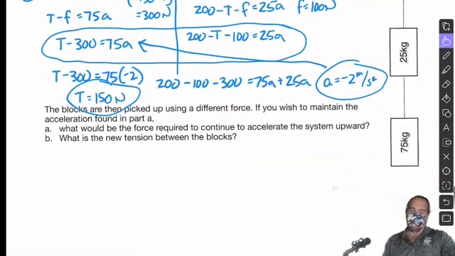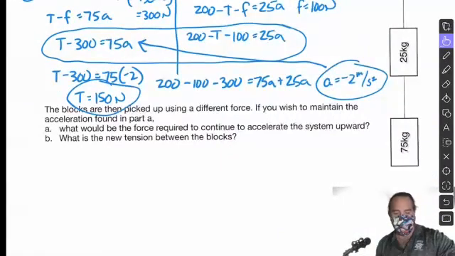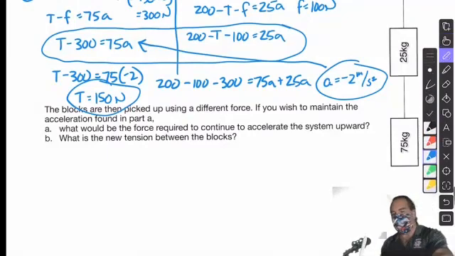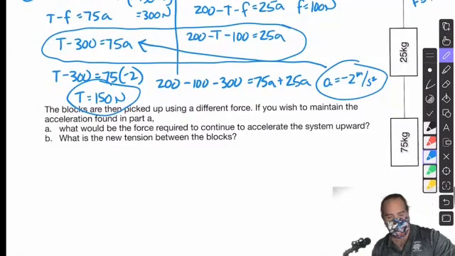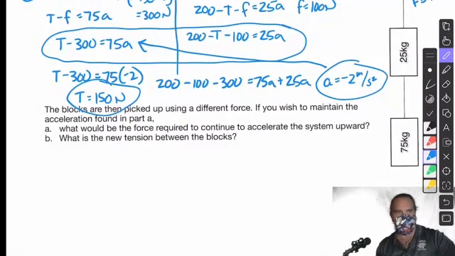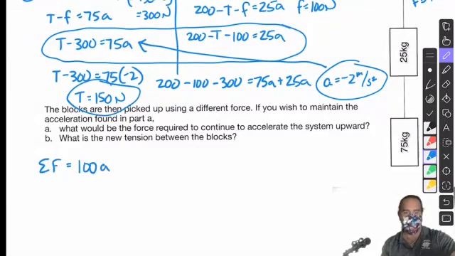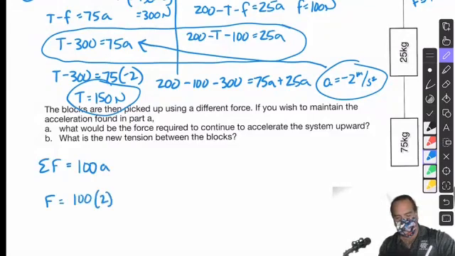The blocks are now picked up using a different force. If you wish to maintain the acceleration found in part A, what would the force be to accelerate the system upwards? All right, so I am pulling on the blocks now this way with an unknown force. It's a question mark, but the system's going to accelerate at 2 meters per second squared. So, again, we could cut to the chase and consider that that force has to accelerate a 100 kilogram system. Although I don't know what the force is, I know that the acceleration has to be upwards at 2 meters per second squared, which means I need to pull with a 200 Newton force.